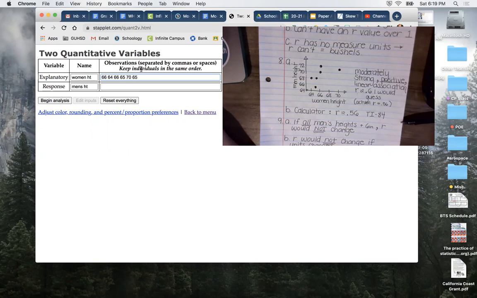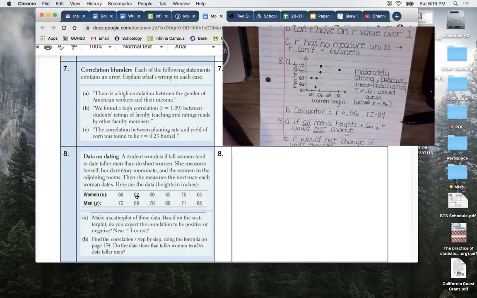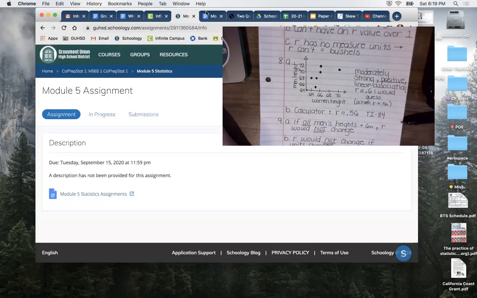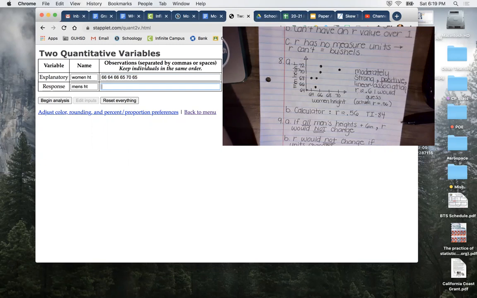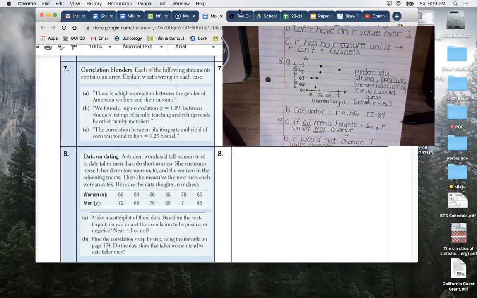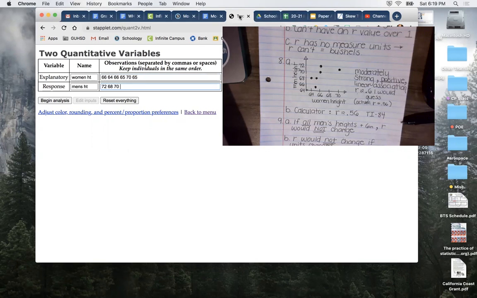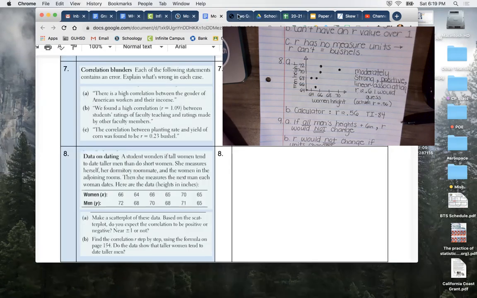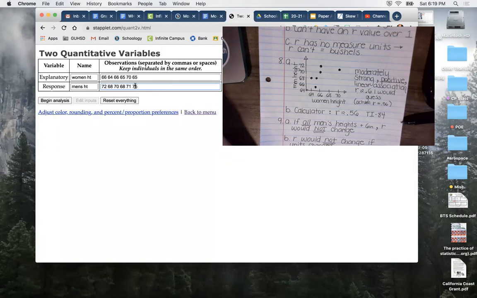Those are in inches. And now we have the corresponding heights for males, and you have to line them up. So 72, 68, 70, 72, 68, and 70. And then we have the last 3: 68, 71, 65, 68, 71, and 75. Let me make sure I have that. Oops, and 65. I'm glad I checked.